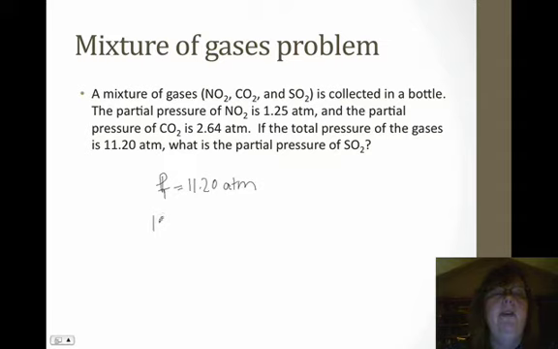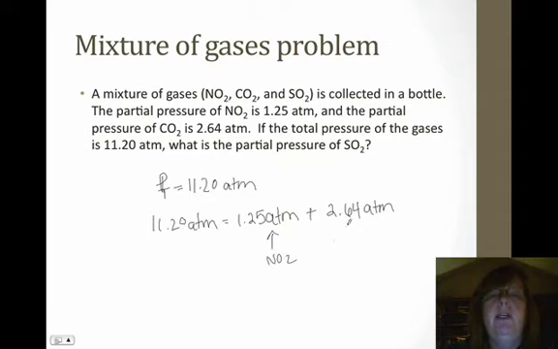All right, so 11.2 atmospheres is equal to what's from the nitrogen dioxide, 1.25 atmospheres, plus what comes from the carbon dioxide, which is 2.64 atm. So this is our partial pressure of NO2, and this is our partial pressure of CO2. And we want to know what is the partial pressure of SO2. All right, and so now it's just an algebra problem.